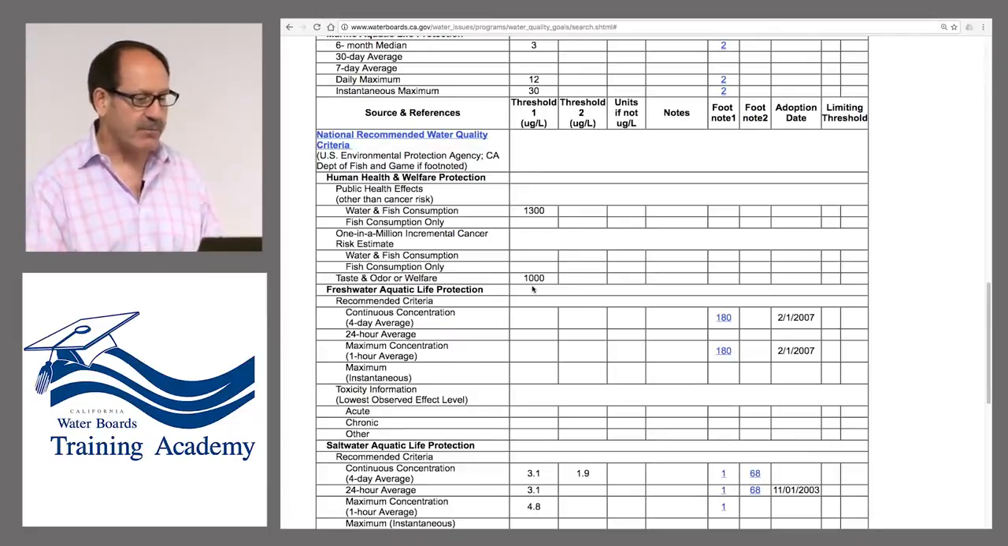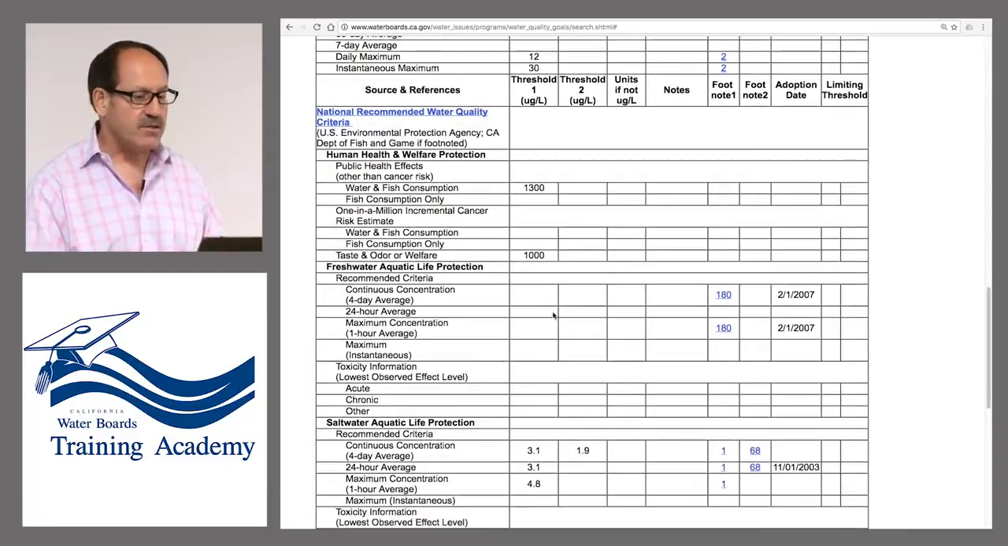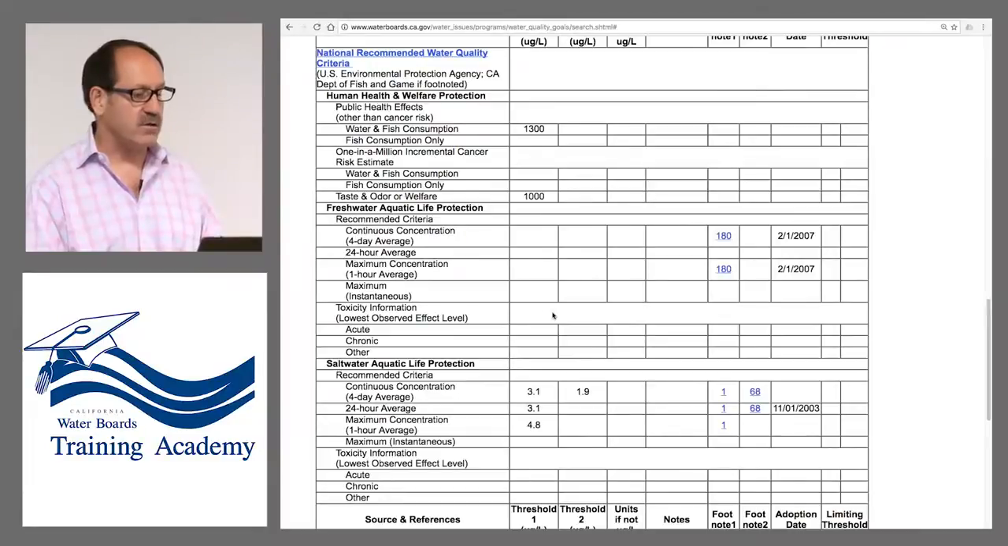So in the case of copper, they've indicated that at 1,000 ppb, you might have adverse tastes or odors from copper, and it's still not toxic to humans until 1,300.